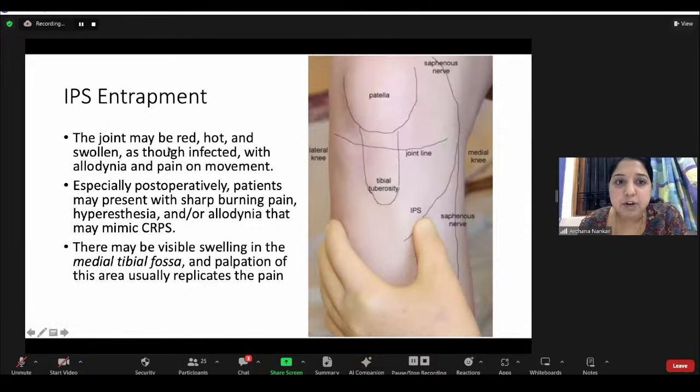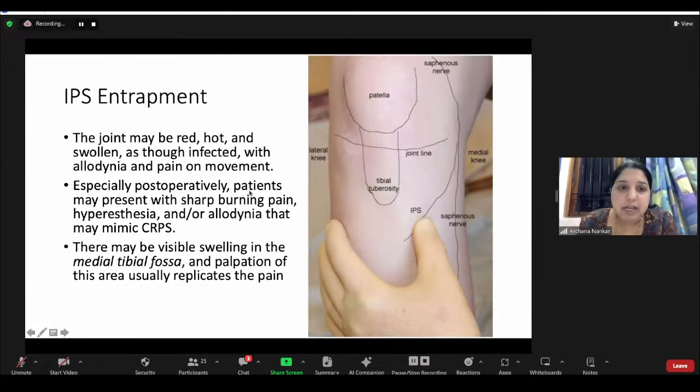The joint may be red, hot, swollen sometimes, but the inflammatory markers will be normal. And also there will be visible swelling in the medial tibial fossa. And this is the area of tenderness for the infrapatellar saphenous neuropathy.